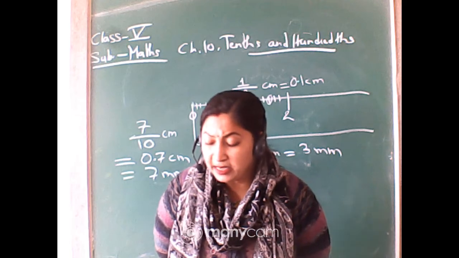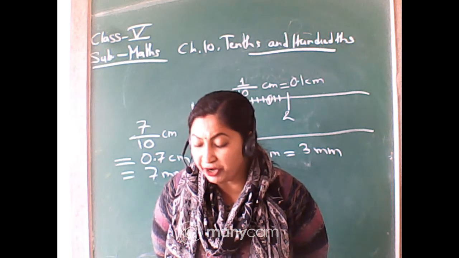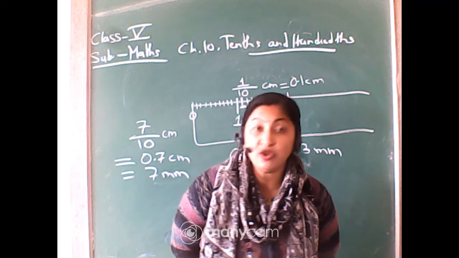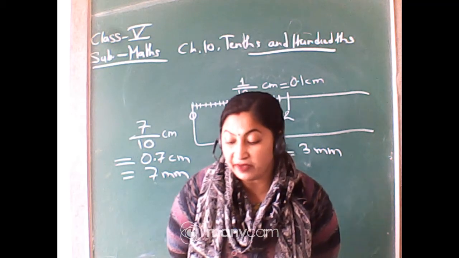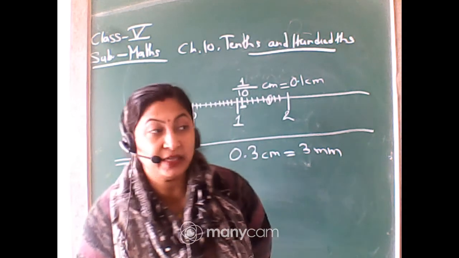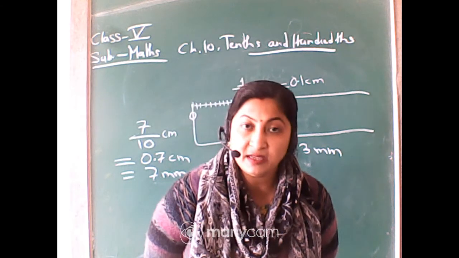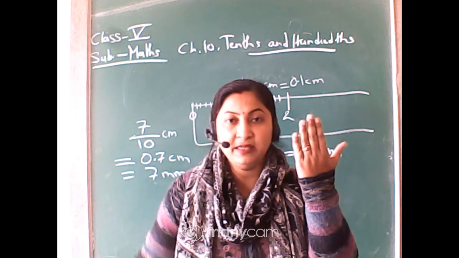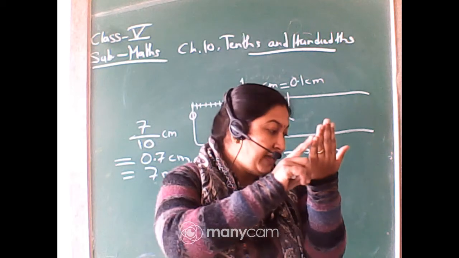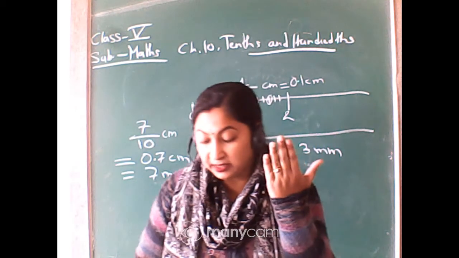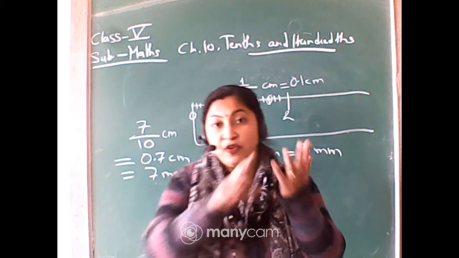Guess how many such frogs can sit on your little finger. You have to guess how many frogs can sit on your little finger. Take your little finger, take a scale, and measure it like this. Then you can see what the length of your little finger is.